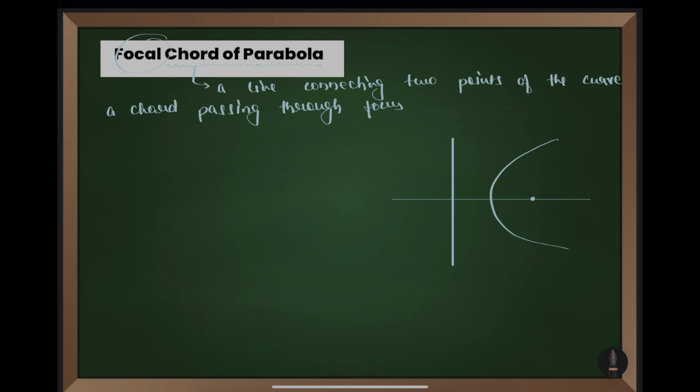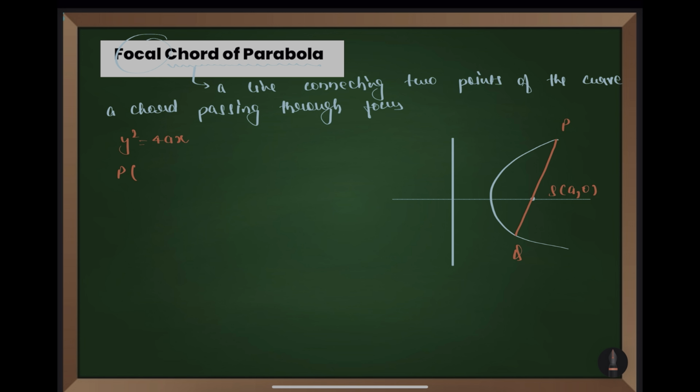So you know that I'm talking about focus. The focus is (a, 0). The curve is y square equals 4ax. Now I'm talking about a chord passing through the focus. So can it be point P and can it be point Q? I am assuming a point on the parabola, P.